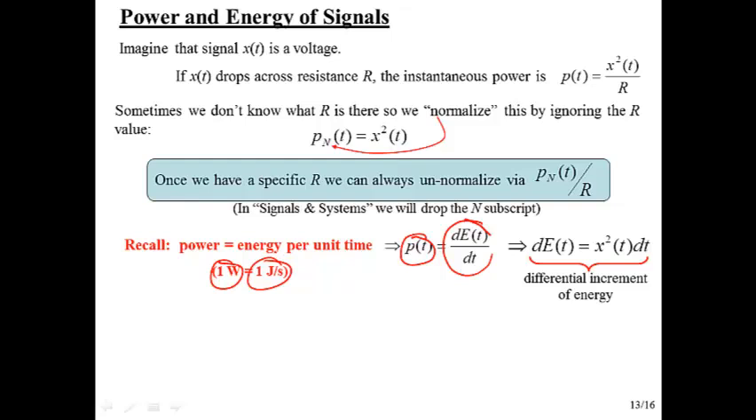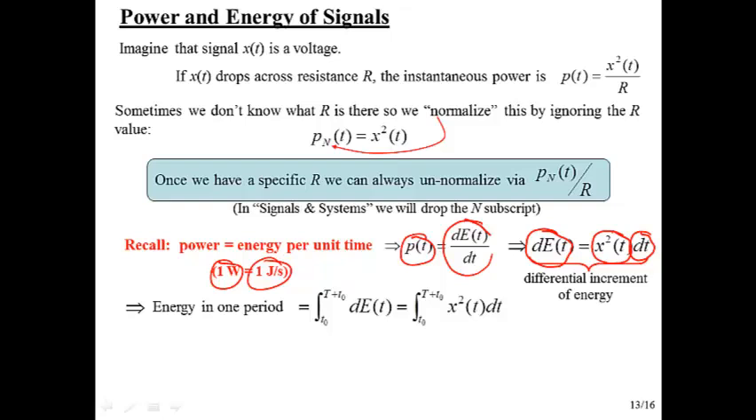Now that also tells us that a differential increment in energy would be equal to the instantaneous power times the differential increment in time. And so now this sets up a nice integral for us. So then for a periodic signal, we can find the amount of energy in one period by just simply integrating from any time to another time that's a period away from it.